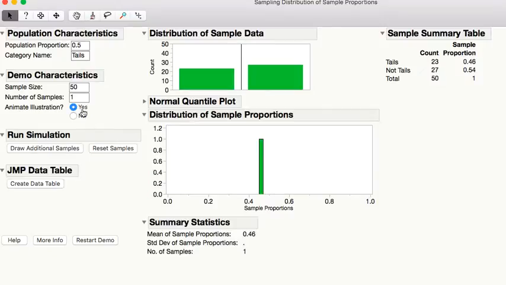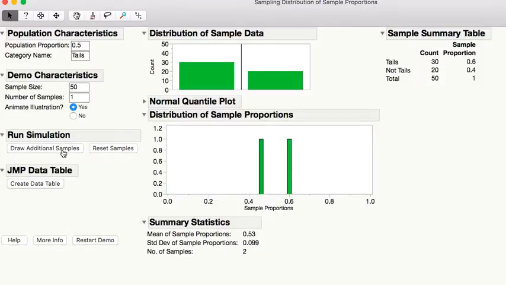Now I'm going to do another single sample. Draw a sample. You'll notice a couple things change. So here's the second sample. This time we had 30 tails, so we had 60%. There's that sample proportion in our histogram. Now down here, it's calculating an average of these two samples, right in the middle at 53. So notice neither original sample got us to 50%, but the average of them is getting closer to 50%.